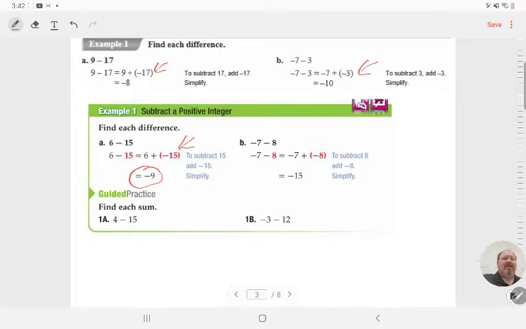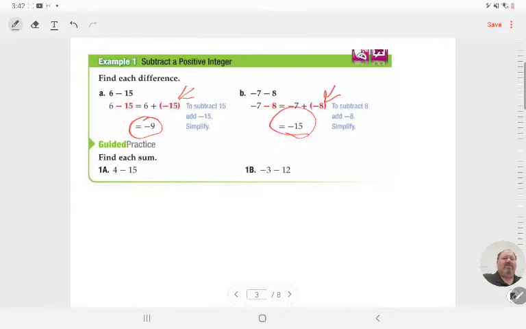Negative 7 minus 8. Again, change that to negative 7 plus a negative 8. And then same sign, so we just add and keep the sign. 7 plus 8 is 15. They're both negative, so negative 15. Okay? And I'll pause the video for a second, try 1A, 1B, and see what you get.